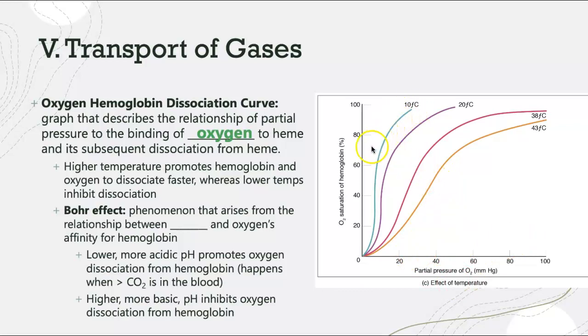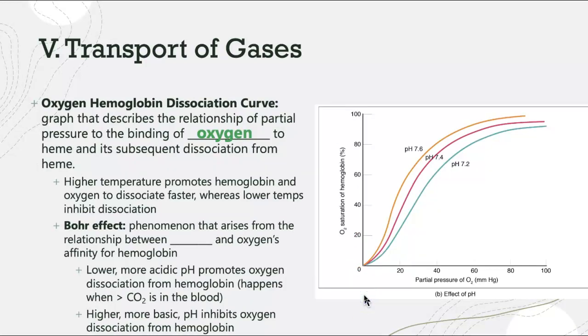Whereas when we have those colder temperatures, we are going to inhibit the dissociation. We'll also see a Bohr effect take place. So let me switch over to this screen here for you to see this graph. This Bohr effect is the phenomenon that arises from the relationship between the pH and our oxygen's affinity to hemoglobin.